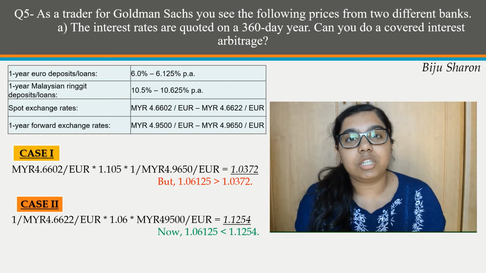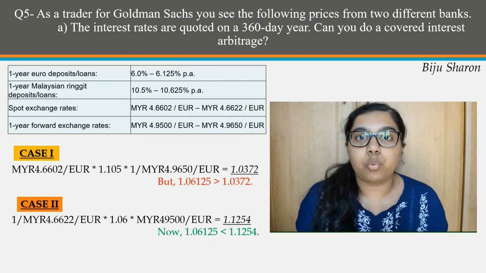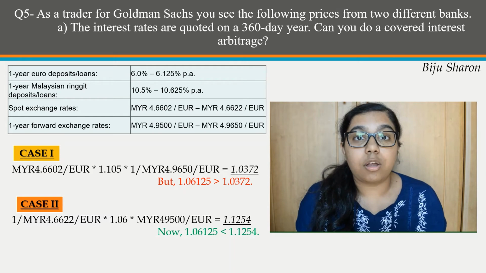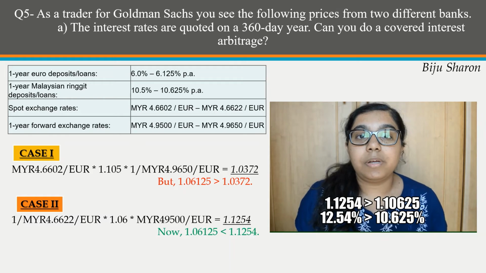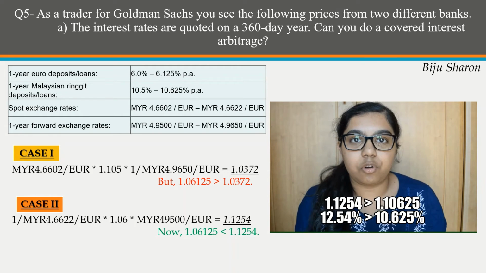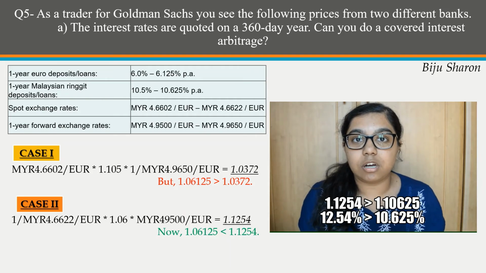Now after the calculation, we have 1.1254 or otherwise 12.54%. Here we make a profit because the amount that we gain is much higher than the cost of interest that was incurred.